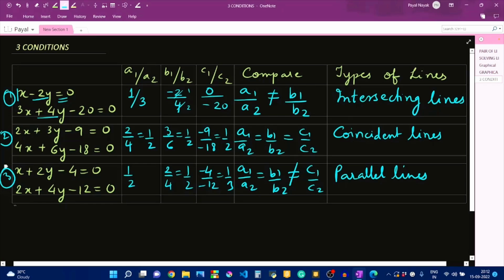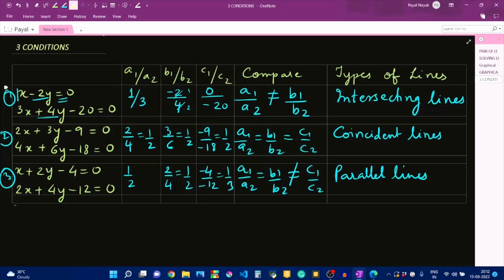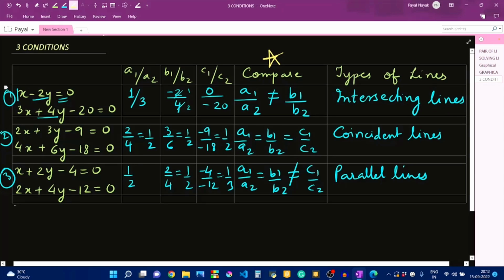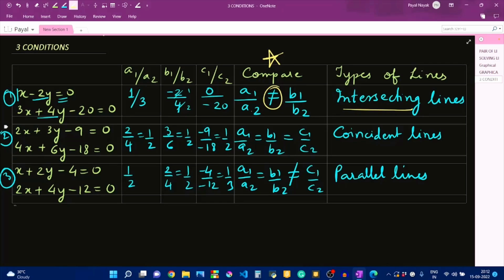So just by looking at the ratios and comparing them, you can find out what type of lines you will get. This summary is very important. When a1 by a2 is not equal to b1 by b2, you get intersecting lines. When all the three ratios are equal, you get coincident lines. And when a1 upon a2 is equal to b1 by b2, but it is not equal to c1 by c2, you get parallel lines.